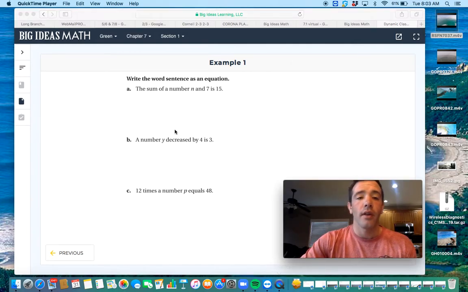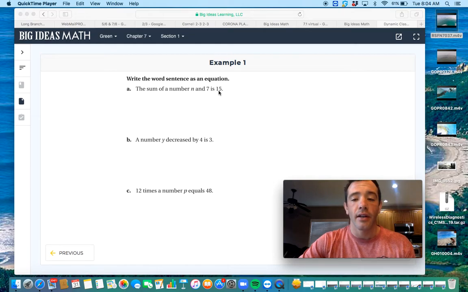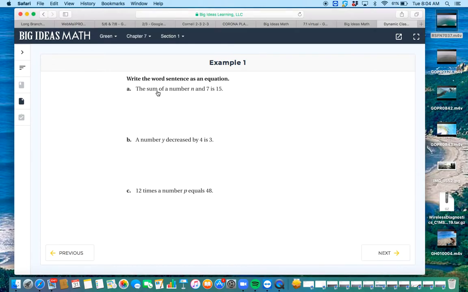The first one: the sum of a number n and 7 is 15. So you want to read it a second time, maybe even a third time, and you're looking for your key words. The sum of a number n and 7 is 15. Sum of a number, sum. Oh, addition. Some number n plus 7 is equal to 15. Sum means addition. Our final equation: n plus 7 equals 15.